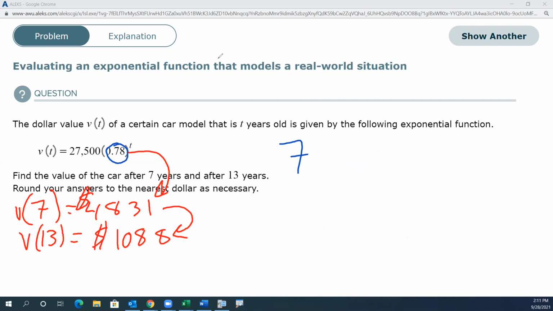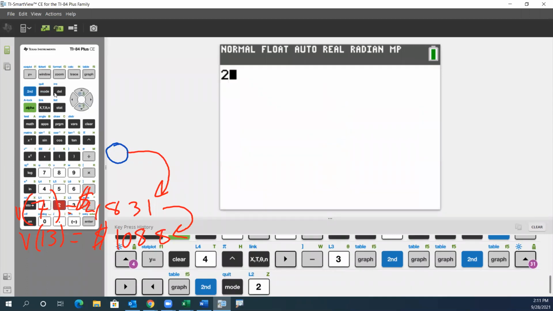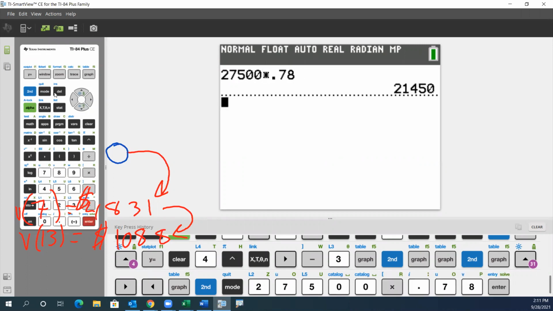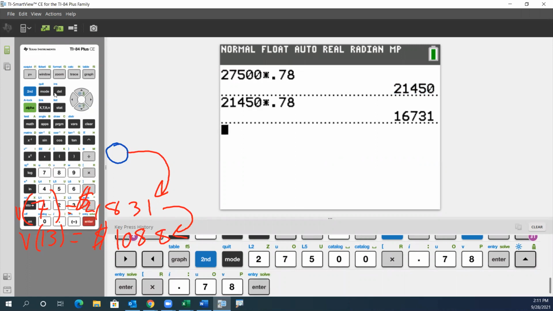Let's see how that works, just real quick on the calculator, where life is wonderful. The value of the car is 27,500, and let's multiply that by 0.78. So we're just going to keep 78% of it. All right, so 1 year came and 1 year went. We're down to 21,400. Another year comes and goes, year number 2, and we keep 78% of it. We lose 22%. And we keep doing that for 7 years.